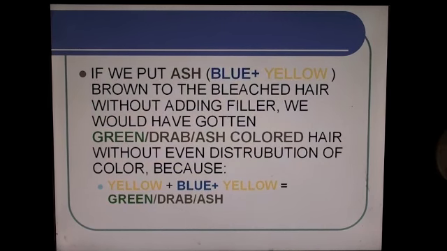Now another if we put ash on the bleach blonde hair, ash is blue plus yellow. Without adding filler, we would have gotten green, drab, ash. Those are the names of the ash color. We'll get ash colored hair without even distribution of color, because we start with the yellow and we add the blue, and blue and yellow was our ash. Okay, so you got the drabby green.